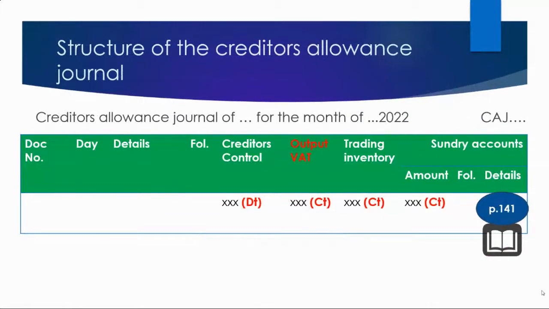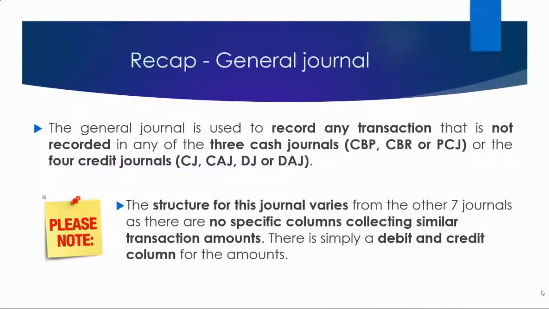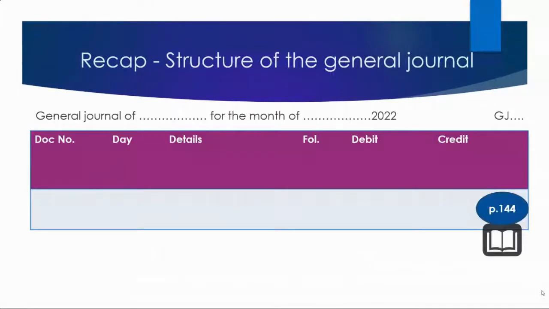And then your creditors allowance journals, the only difference from your creditors journal is input VAT changes to output VAT. And then instead of crediting creditors control, you will debit it and credit all the other accounts. Then your general journal, this is where we capture any type of transaction that does not fit into any of the other transactions.